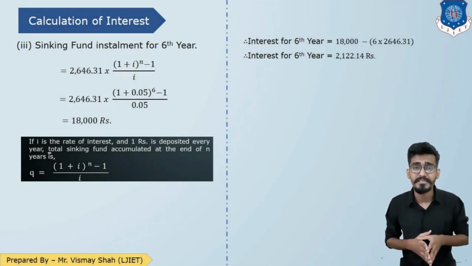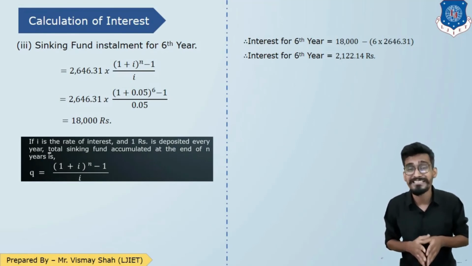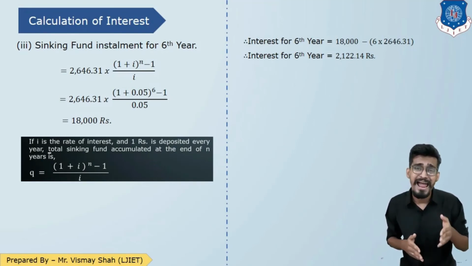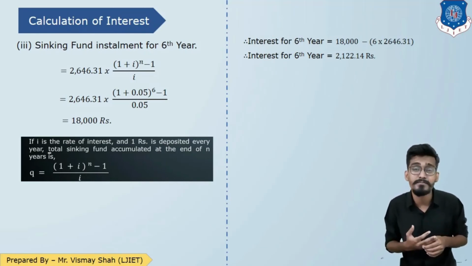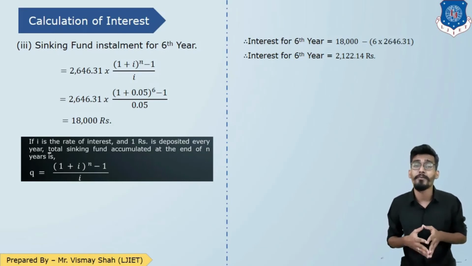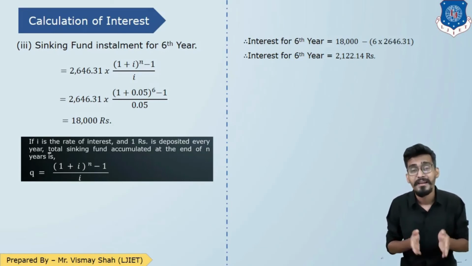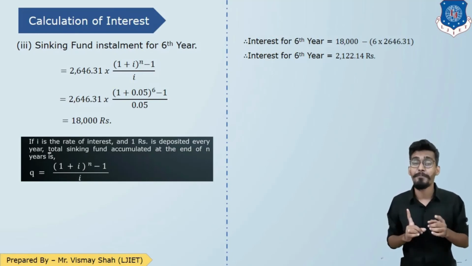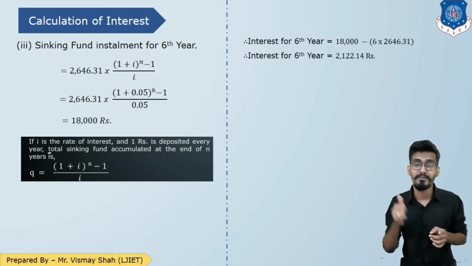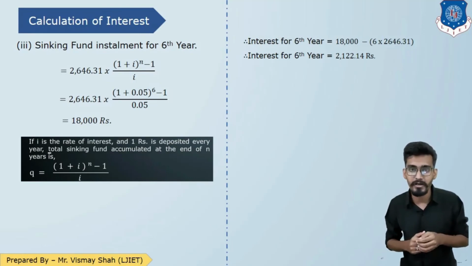So at the end of sixth year, you will get the total value as 18,000 rupees and deducting 6 times our sinking fund, you will get 2,122 rupees of interest. Now, putting these final values in the table, I have prepared a separate table. Till now, I was preparing table in the particular calculation. Now, I prepared the final total separate table. Let us look at that.